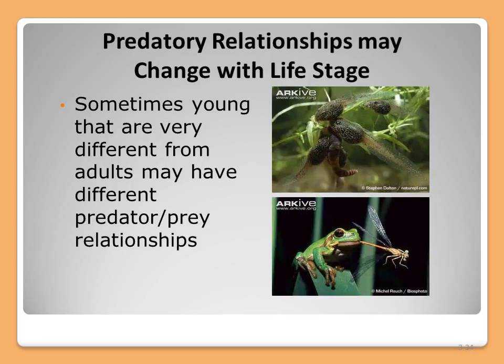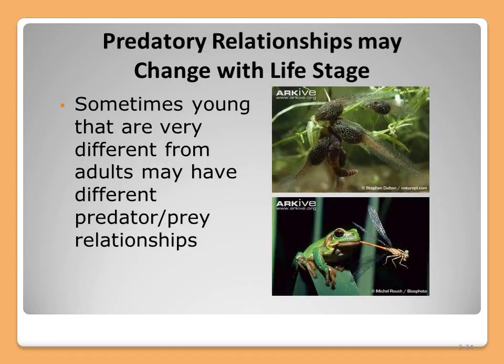When we look at the predator and prey relationships within a community, we have to also keep in mind that sometimes an organism does not have the same predator-prey relationships throughout its entire life cycle. So if an organism is very different when it's young versus when it's an adult, like a larva versus an insect, or a tadpole versus a frog, they can have completely different organisms that they eat or that they're eaten by because they live in such different habitats as their life cycle changes.